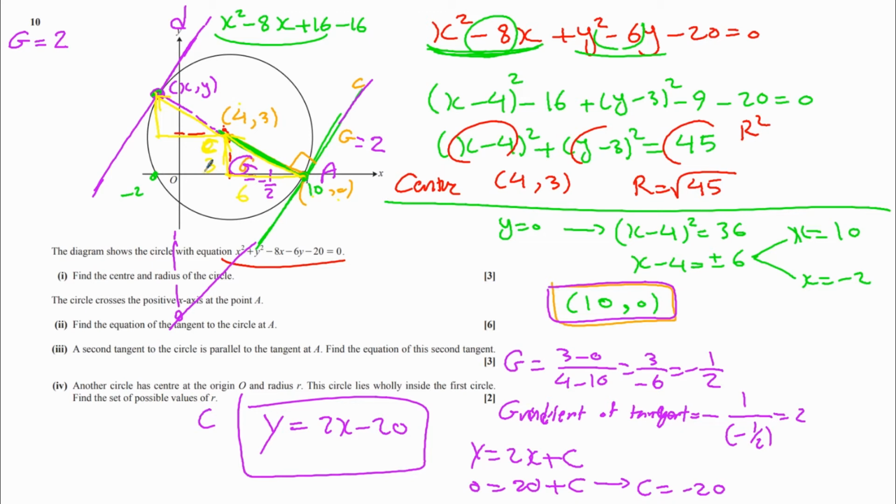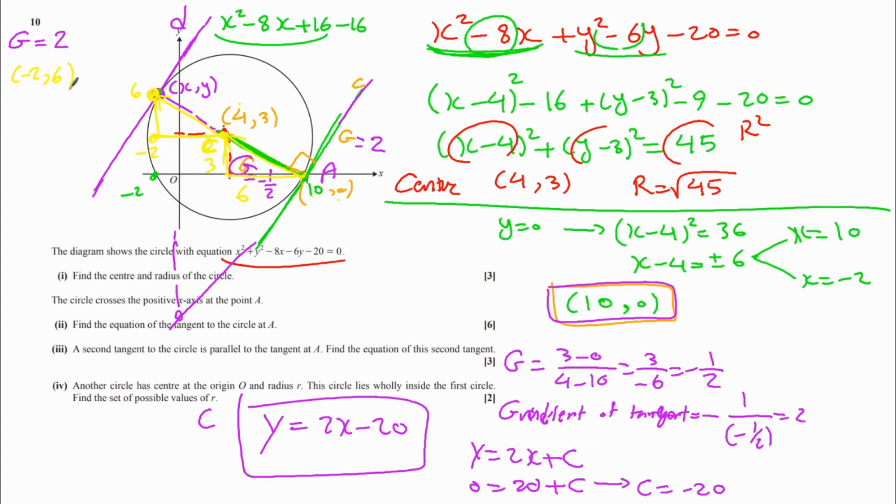So we are moving 6 to the left and 3 upwards. Because this length and that length are also the same, the radii are the same and in the same direction from center to the point on this side, we can do the same thing. So from 4 and 3, if we move 6 to the left, we will get -2, because 4 minus 6 is -2. And if we go 3 up, we will get 6. So this point basically is -2 and 6.